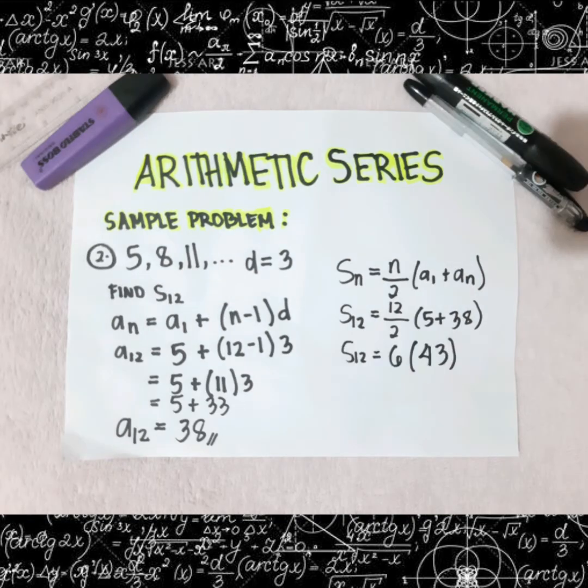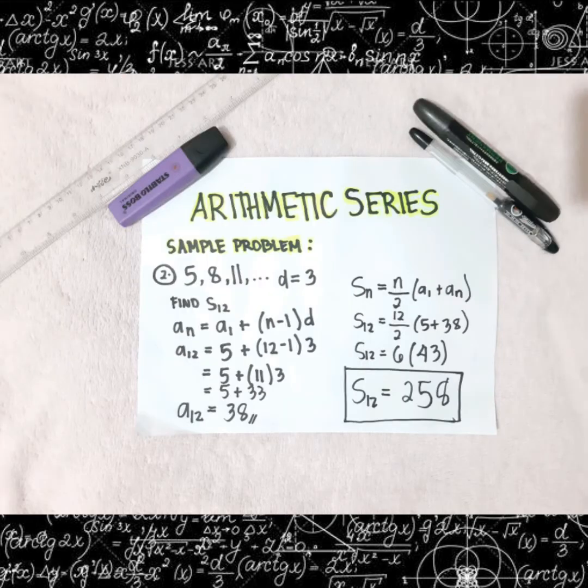12 divided by 2 is equal to 6. 5 plus 38 is equal to 43. 6 times 43 is equal to 258. Therefore, 258 is the sum of the first 12 terms of the sequence 5, 8, and 11.